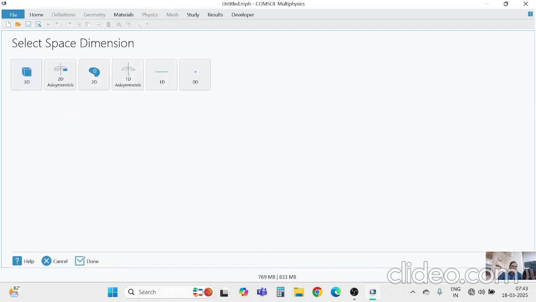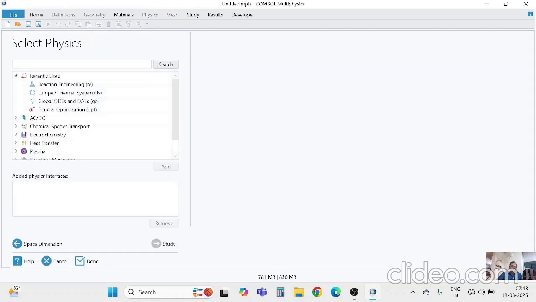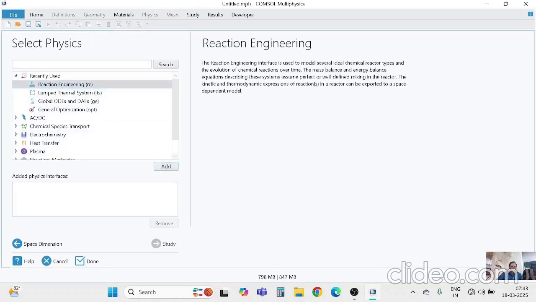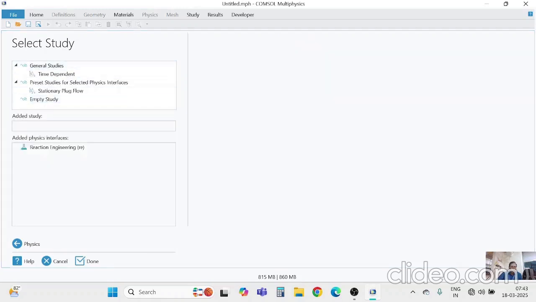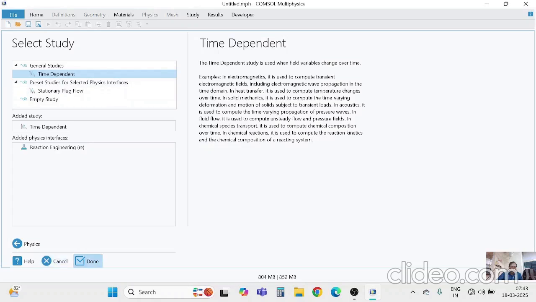So choose this. The space dimensions are of 6 different types. One is three-dimensional model, two-dimensional axis symmetry, two-dimensional, one-dimensional axis symmetry, one dimension, zero dimension. For reaction generating space, we could choose 0D, then choose reaction engineering, add reaction engineering, then go for study. Since the reaction is a time dependent process, we choose time dependent and create that.